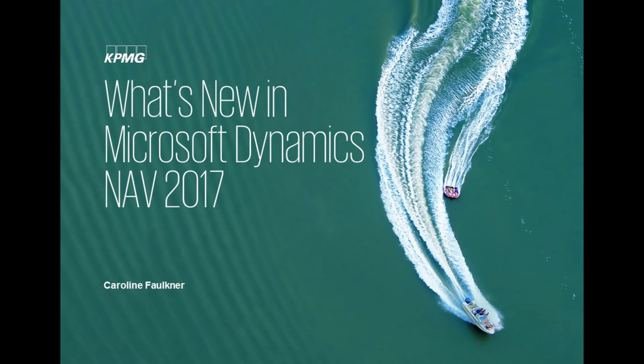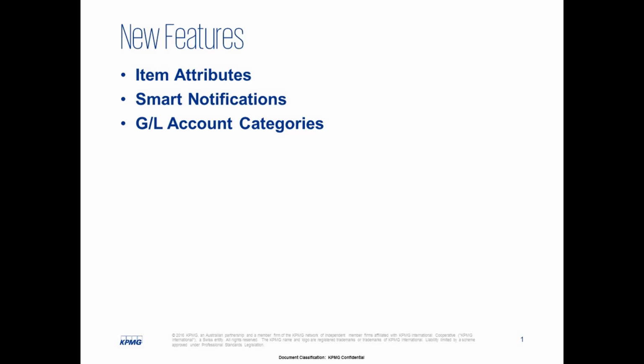I'm going to show you some of the new features that Microsoft have brought out in the latest version, including item attributes and changes to item categories to help you organize your items in the way you want, smart notifications to give you greater control on how NAV alerts you to possible issues, and categorizing general ledger accounts to give you more relevant information with fewer clicks.